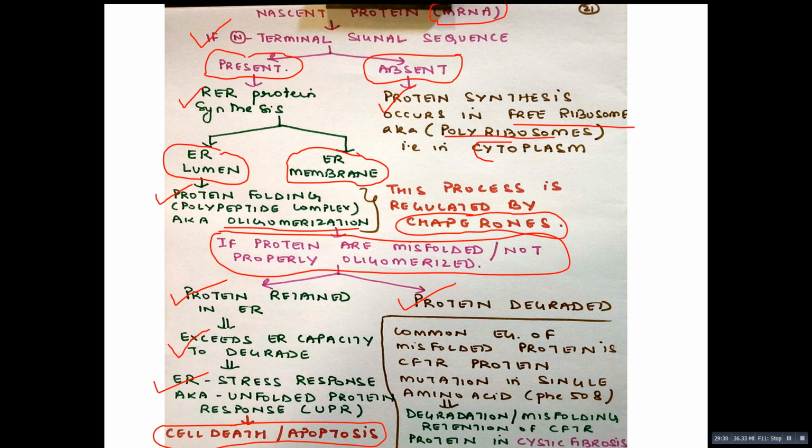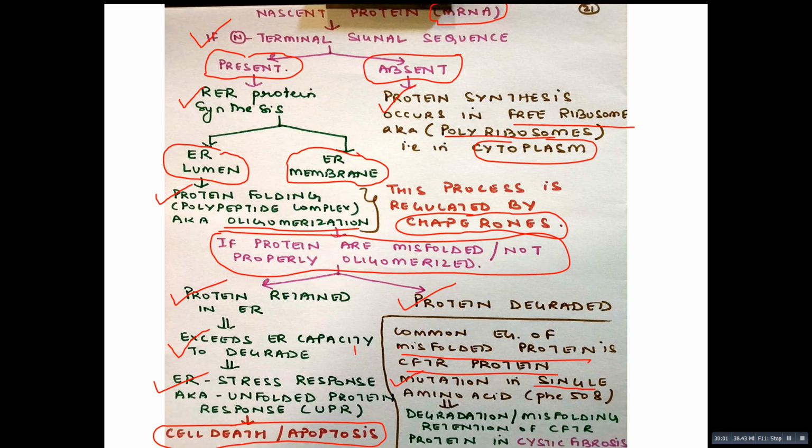Now, one basic example of a misfolded protein, if this process is not working properly, is this. A common example of a misfolded protein is the CFTR protein. It is because of mutation of a single amino acid at the PHE 508 position, which leads to degradation, misfolding or retention of the CFTR protein, and the disease that results is cystic fibrosis.